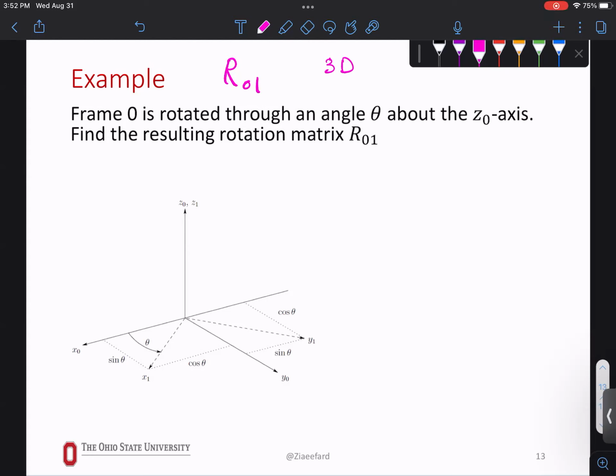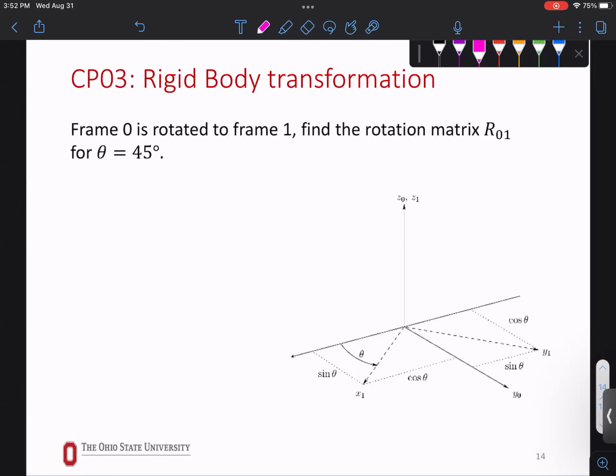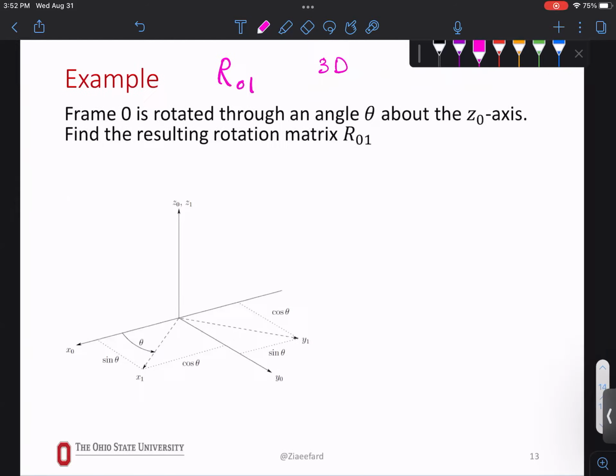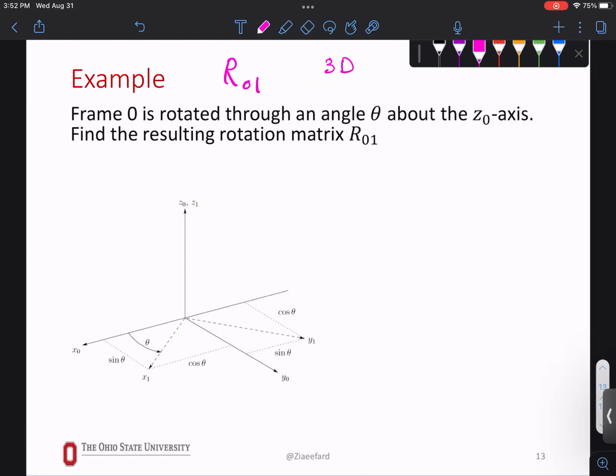The class participation just says theta is 45. If you have this, then you can put theta as 45, and that's your class participation. Yeah, so the class participation is the same, just theta is 45. So once you have the rotation matrix, you plug in theta.